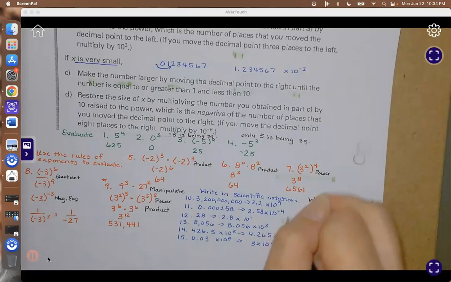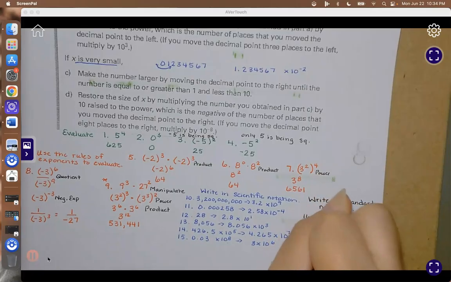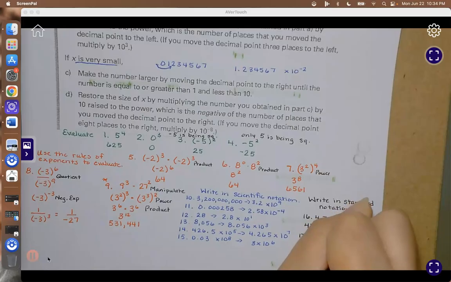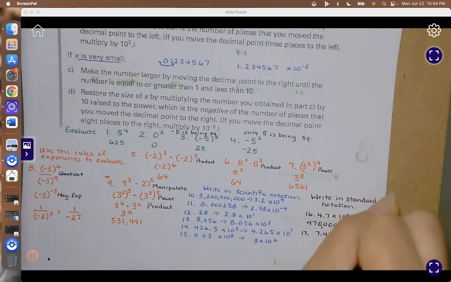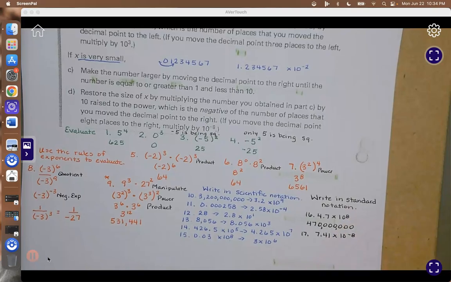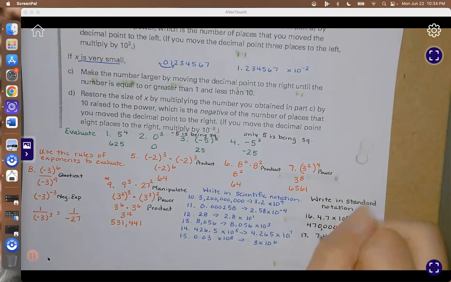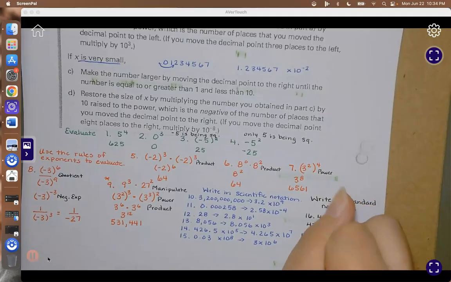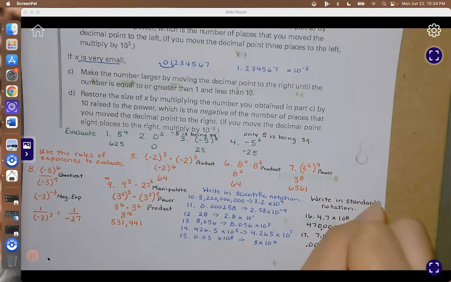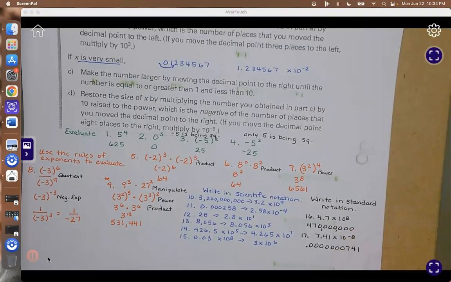Okay, let's do a small one. 7.41 times 10 to the negative 8. Okay, so we're going to need to move this and make it a small number. We're going to move it 8 places. We have 1 place, so we need 7 zeros. So 0.0, 0, 0, 0, 0. How many is that? 1, 2, 3, 4, 5, 6, 7. 7 zeros. 7, 4, 1.